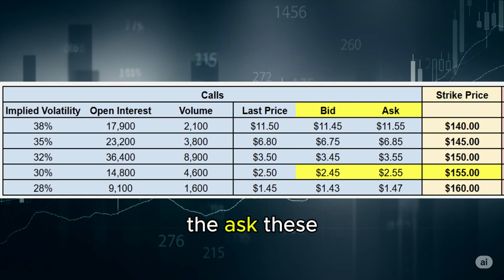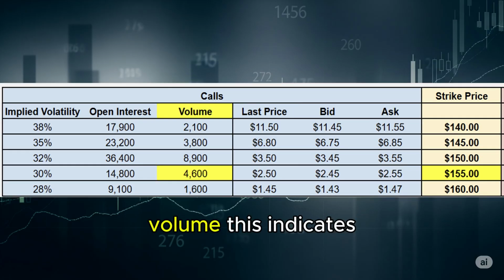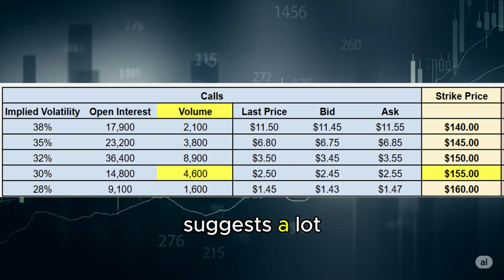The bid and the ask: these represent the highest price a buyer is willing to pay and the lowest price a seller is willing to accept. For this same contract, you might see a bid of $2.45 and an ask of $2.55. Volume: this indicates the total number of contracts that have been traded for that strike price and expiration date during the current trading day. A high volume, 4,600, suggests a lot of market activity and interest.